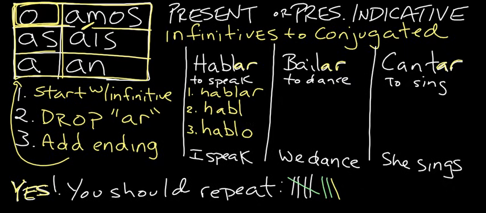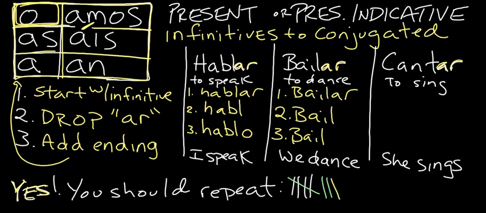All right, let's do another one. Bailar, to dance. But we want to get to we dance, and we know that we is box 4. All right, step 1, start with your infinitive, bailar. Step 2, drop off your AR. All right, step 3, add your ending, amos. And what do we end up with? Bailamos, which translates as we dance or we do dance. How do I know which one? I don't know. Just speak some Spanish.